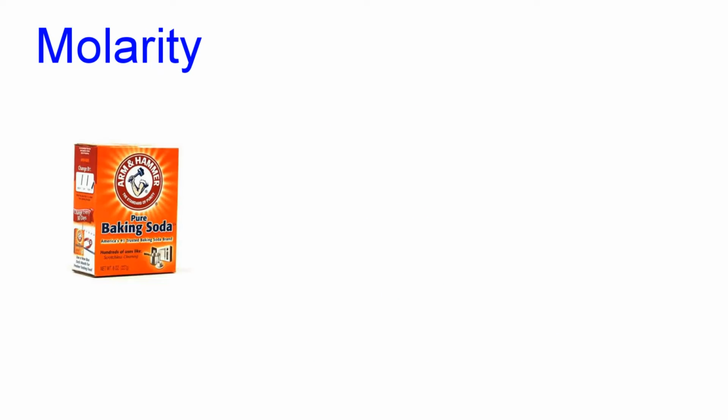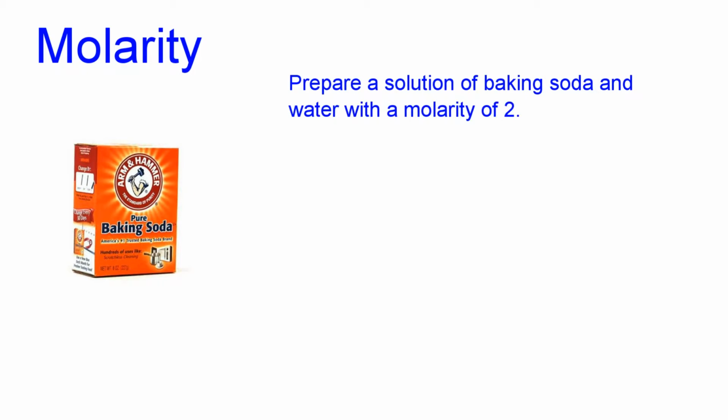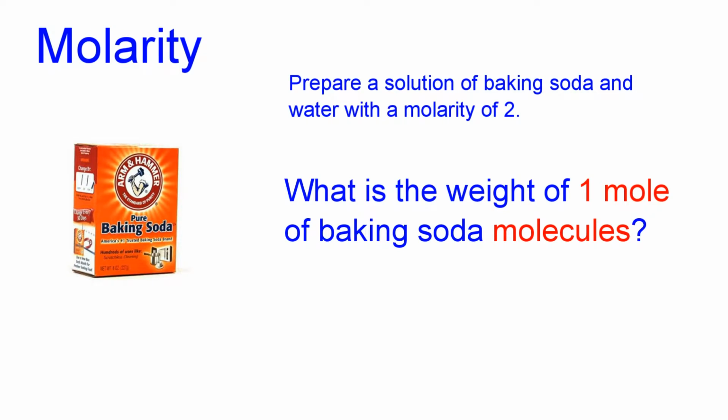To reinforce our visual comprehension of molarity, let's prepare a solution of baking soda and water with a molarity of 2. The first thing we need to know is the weight of 1 mole of baking soda molecules. The molecular formula for baking soda is NaHCO3. 1 sodium atom, 1 hydrogen atom, 1 carbon atom, and 3 oxygen atoms.